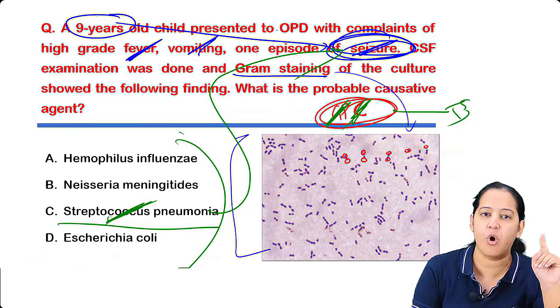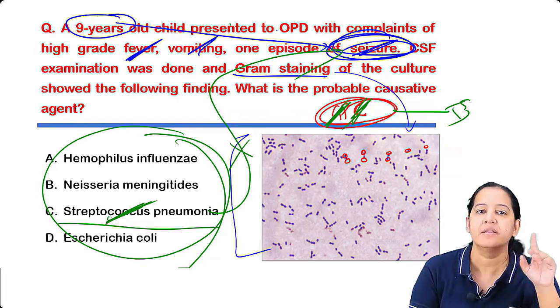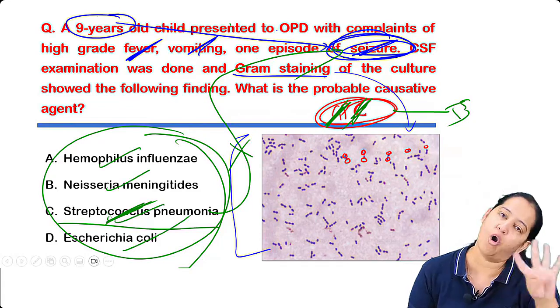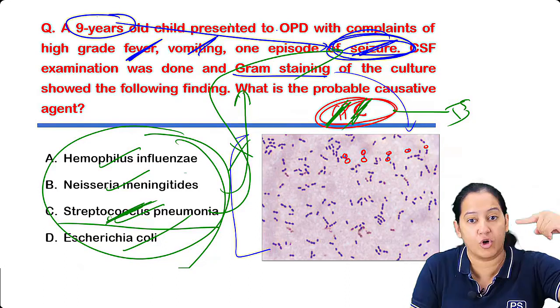Because otherwise all four can cause meningitis. Based on the question, if you don't see the image, you cannot tell the answer. They all cause meningitis in a child. All four can cause meningitis. But the question is not in the clinical scenario. The question is in the image.